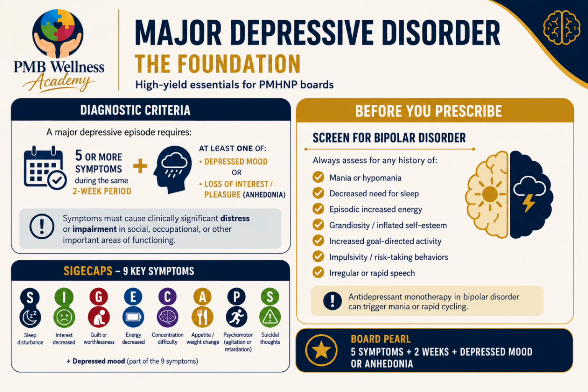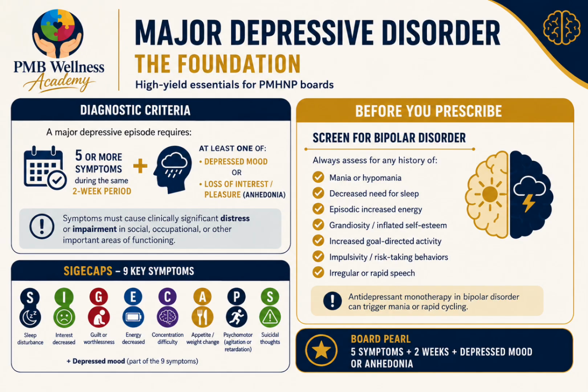Before we prescribe an antidepressant, we need to know what we're treating. A major depressive episode requires at least 5 symptoms occurring during the same 2-week period and represent a change from previous functioning. At least one of those symptoms must be a depressed mood or loss of interest or pleasure, also called anhedonia. SIG E CAPS is a useful way to remember many of those symptoms.